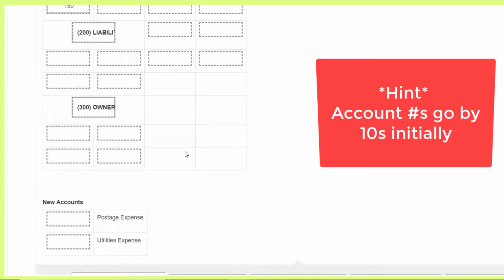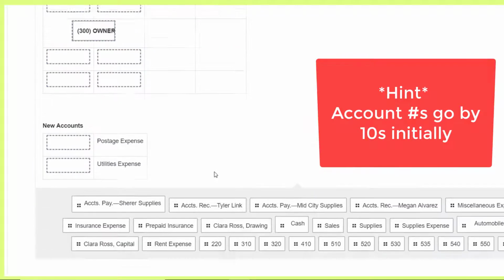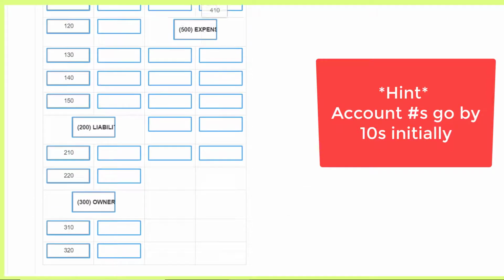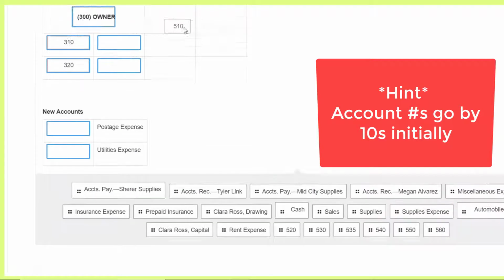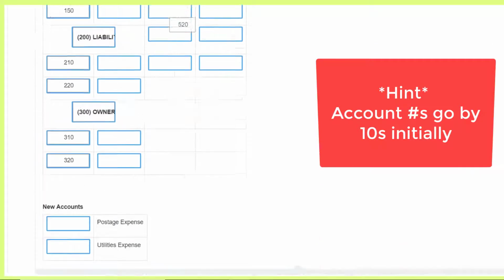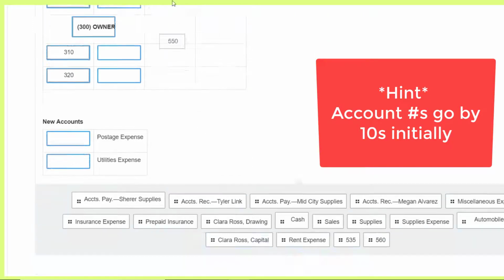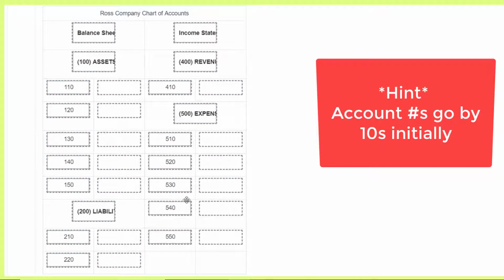Then my liabilities is the 200 section, and again, I'm going by 10. So 210, 220. Owner's equity is 300, so I've got 310, 320. Then I'm moving on to 400s for revenue, so 410. And then I'm on to the 500s. So now I'm just doing 510, 520, 530, 540, 550. Remember, we'll always go by tens to start.